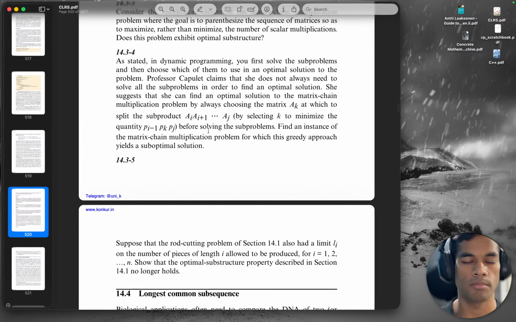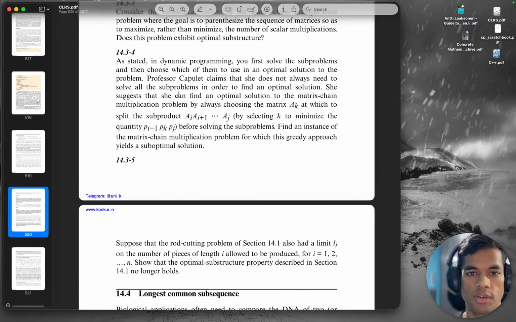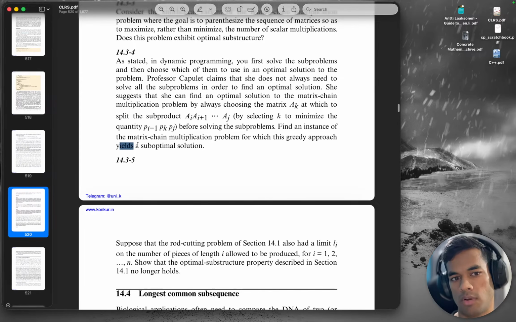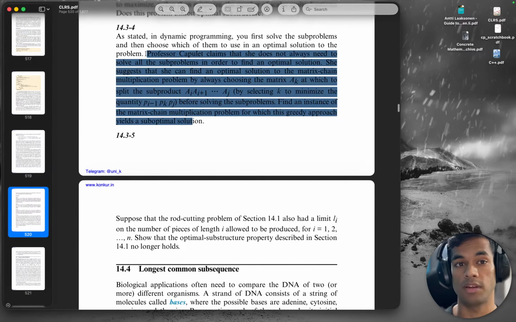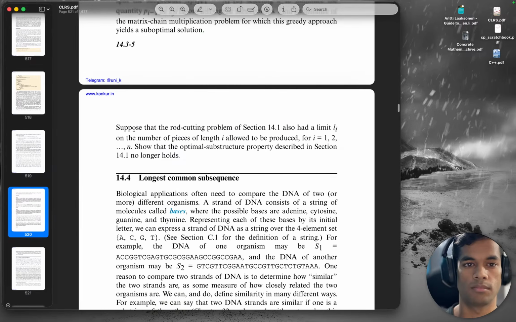And what is the parameter on which she is choosing where to split? She suggests that she can find an optimal solution to the matrix multiplication problem by always choosing the matrix AK at which to split before solving the subproblems. How would she choose? Okay, she is not stating how she is choosing the AK product. Then if we suppose that it is random, then it is not guaranteed to work.